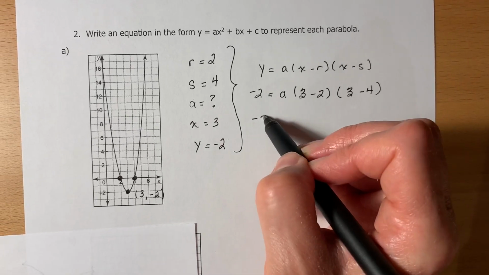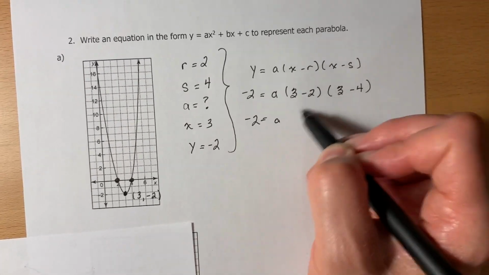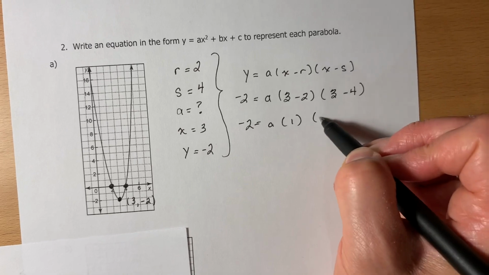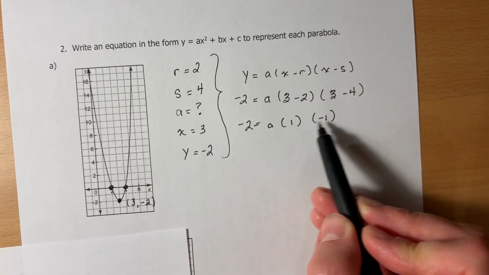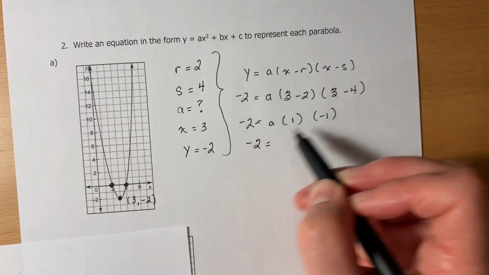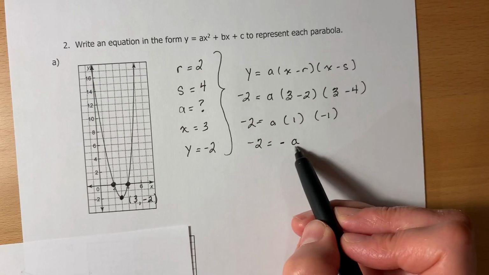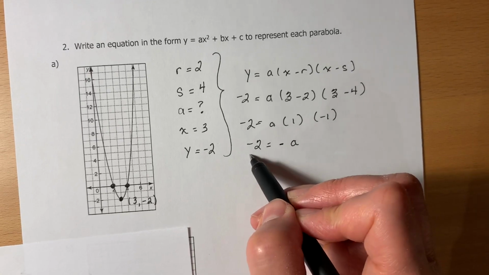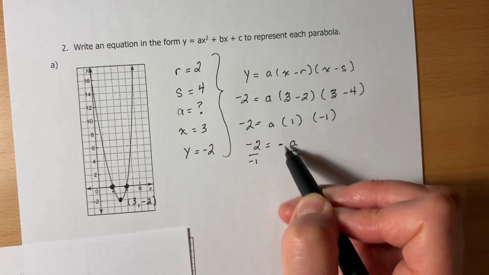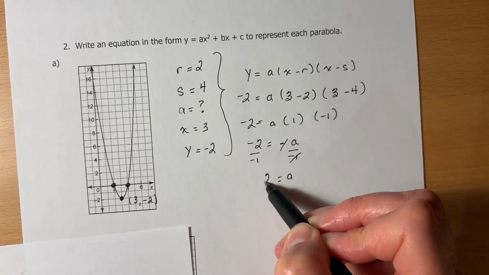Okay, so then I simplify. This is +1. This is -1. Remember, all of this is being multiplied. So a times 1 times -1 is -1a. Divide both sides by -1, right? And then I get my a value here being 2.